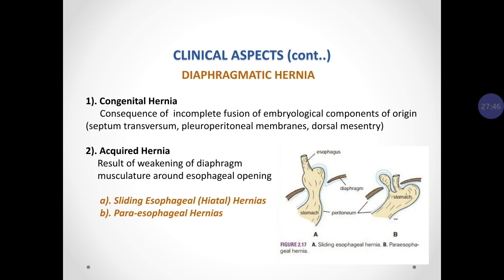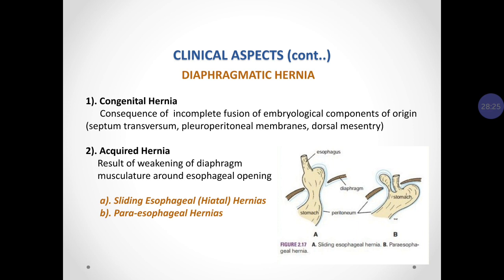Lastly, it's about the hernias of the diaphragm. Some of them are congenital while some of them are acquired. The congenital hernias are a result of incomplete fusion of embryological components of the region. You will learn in your embryology classes that the origin of the diaphragm embryologically is from the septum transversum, pleuroperitoneal membranes, and dorsal mesentery. Whenever there is any defect or incomplete fusion of these structures, it will lead to congenital hernia.